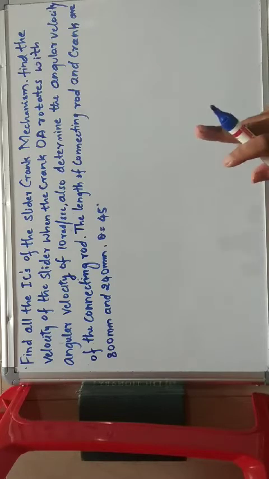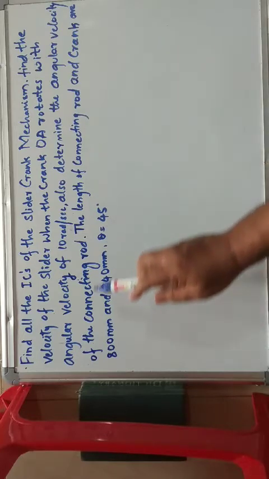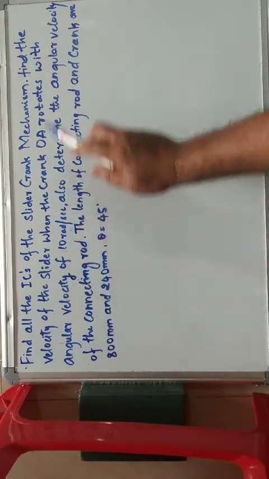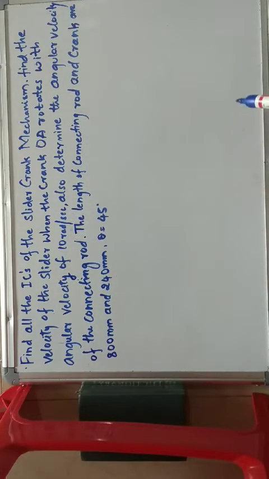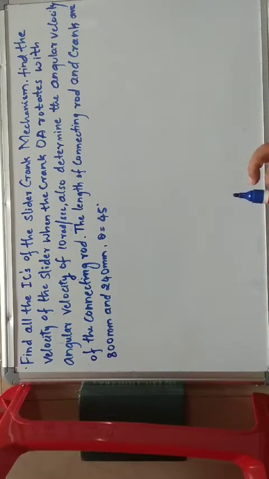Number one, we are going to find all the instantaneous centers. Number two, we are going to find the linear velocity of the slider, and the third one is the angular velocity of the connecting rod, with the given details. So this is the given problem.